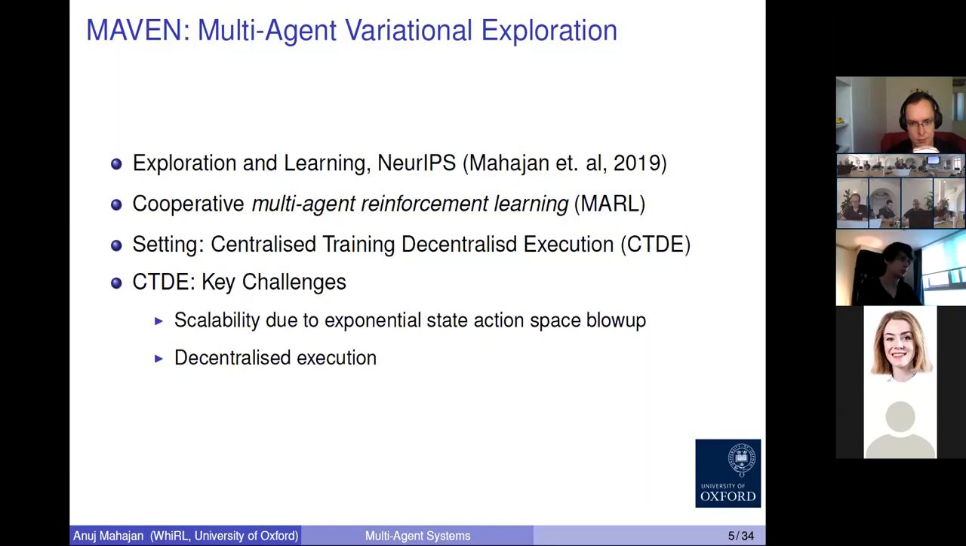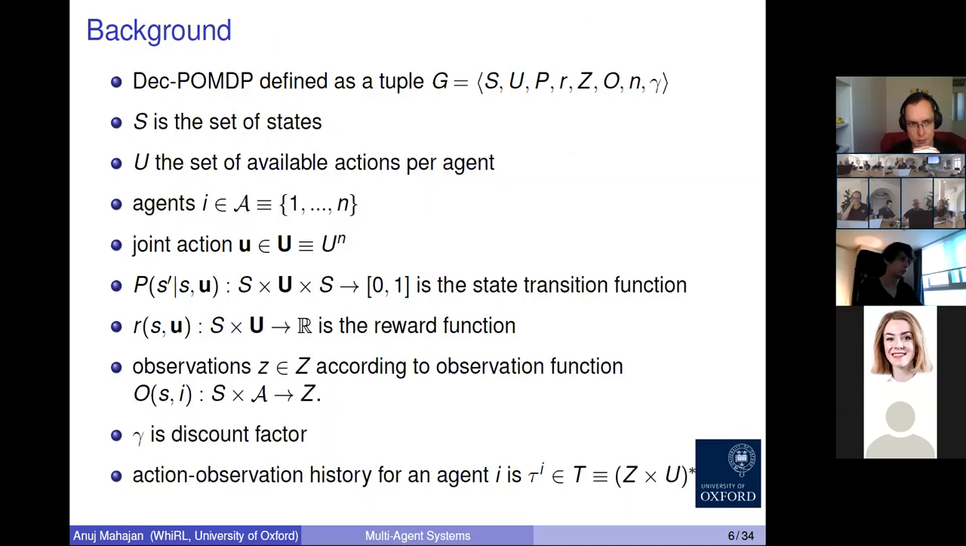In my paper, I used the framework of decentralized POMDP to model the problem, in which we have state spaces, action spaces, observation functions, and the probability kernel. We denote the action-observation history for each of the agents using the trajectory tau. I would not spend too much time on the theoretical formulations, because you can always refer back to the paper and clarify.